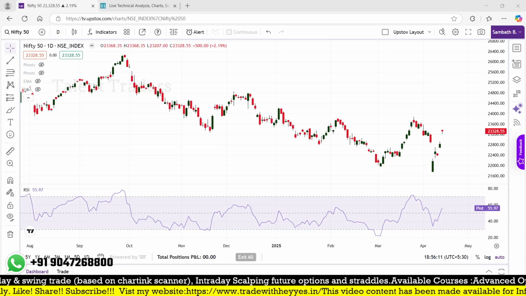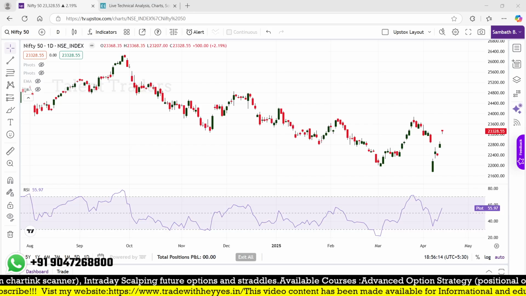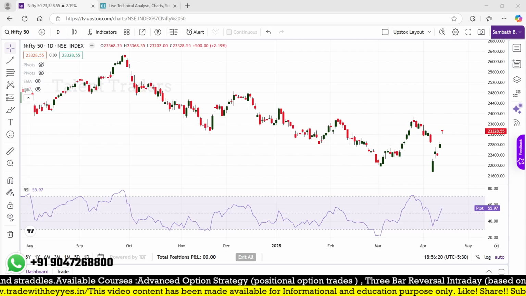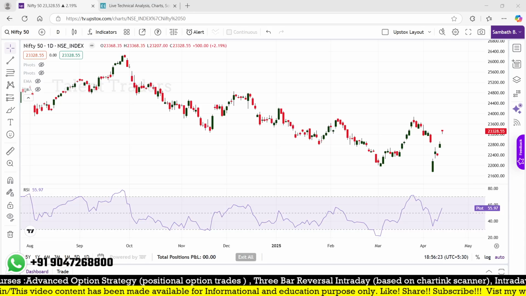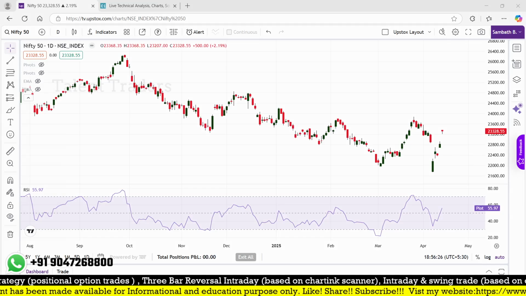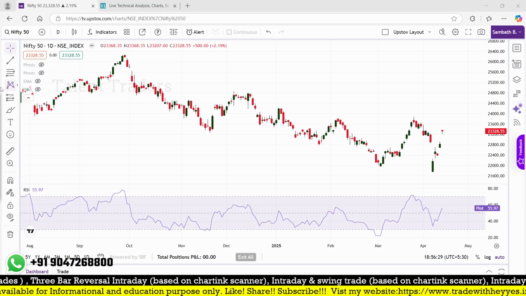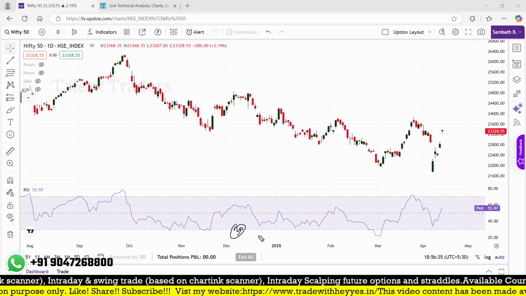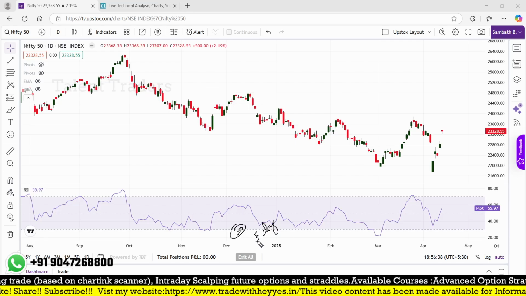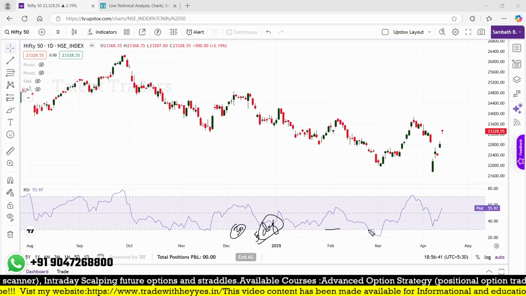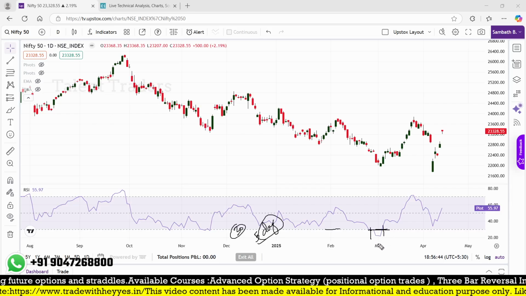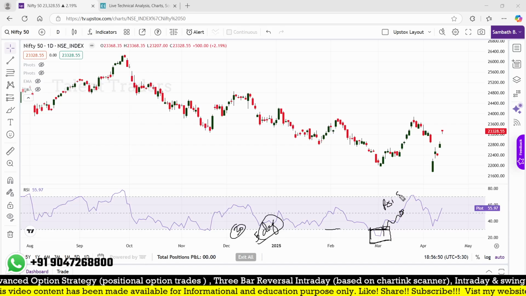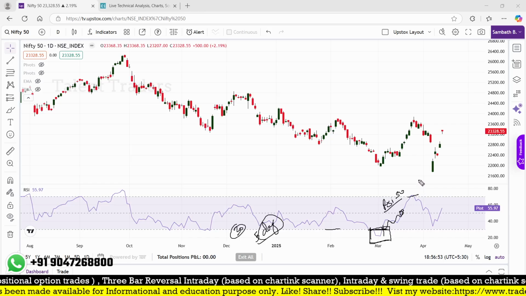The main logic for this scanner is to find stocks, whatever the index may be, that form such a pattern. At least in the last 30 days, the stock must have traded below RSI 30. It should stay below that level for a minimum of around 5 days, and after that it breaks RSI 50 or maybe crosses above the 60 or 70 level.